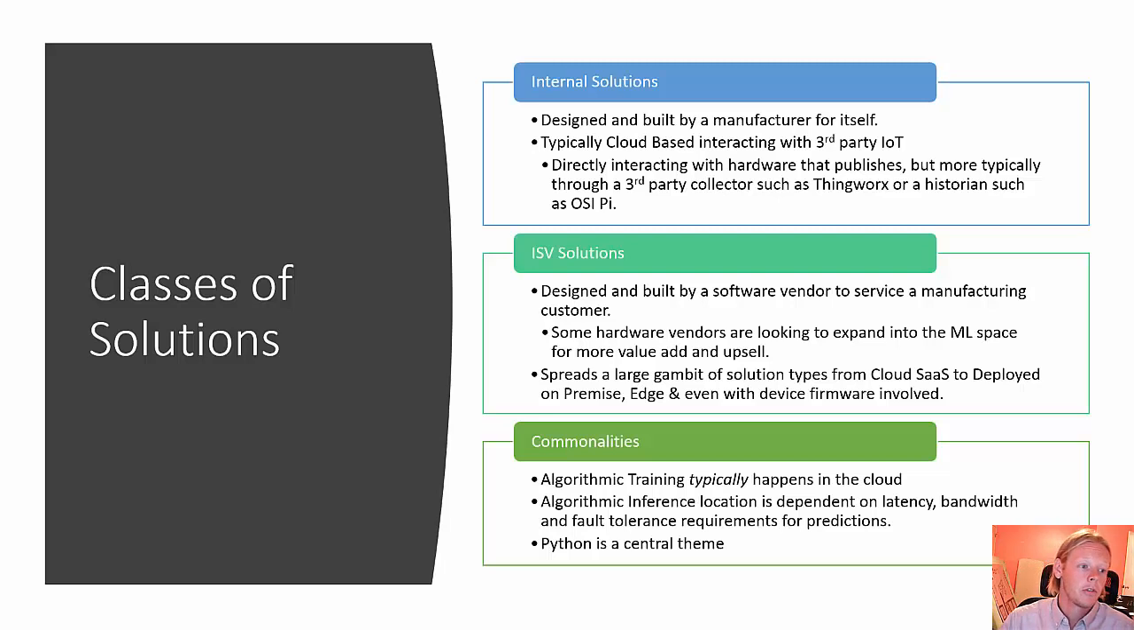The class of solution is important for a couple of reasons. One is scale. The way the solution scales is different. An ISV solution does not have a predefined scale and starts small and then grows. An internal solution is typically easy to fully define the speeds, feeds, and the factories up front. So that makes it a little bit easier to scope out the entirety of the project.